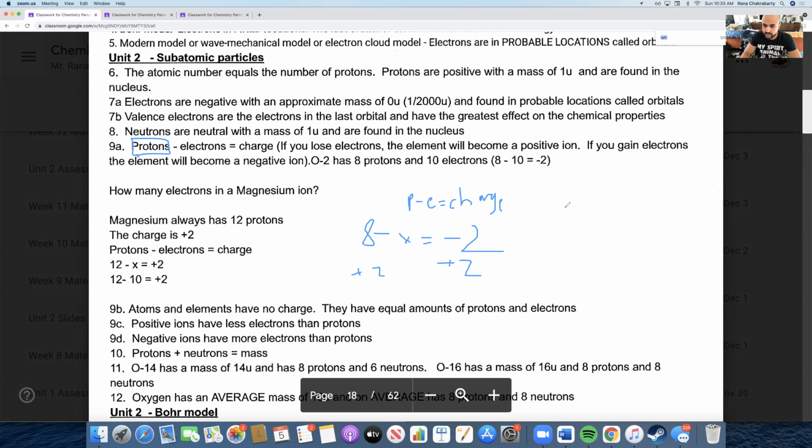Would that even work? Let's see. 10 minus x equals 0. And then 10 minus 10 equals 0. There's many ways of doing that. I actually hate doing it this way, but x is 10.